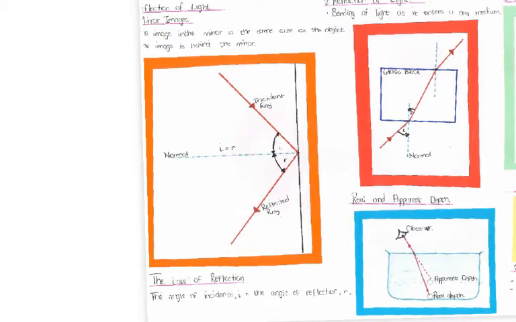surface. The angle of incidence lies between the incident ray and the normal, and the angle of reflection lies between the normal and the reflected ray. From this, we can come up with the law of reflection. The law of reflection states that the angle of incidence is equal to the angle of reflection.